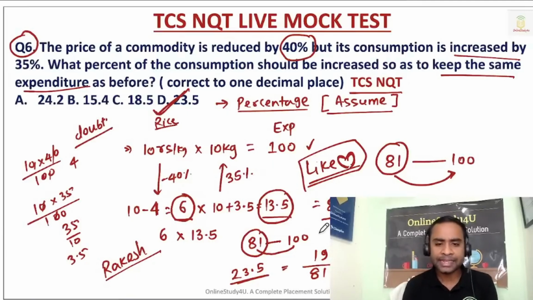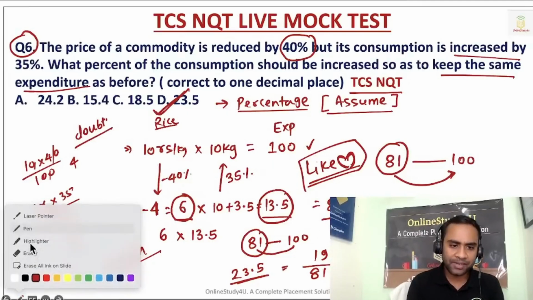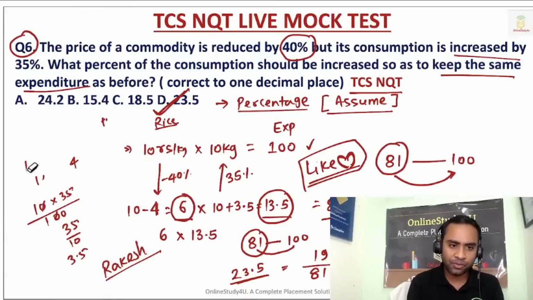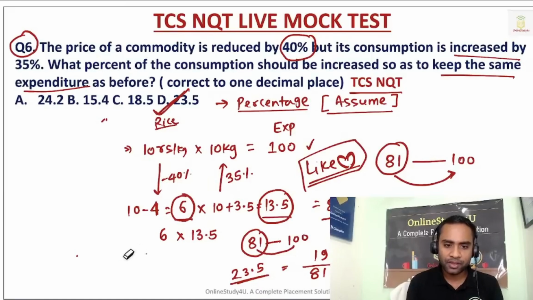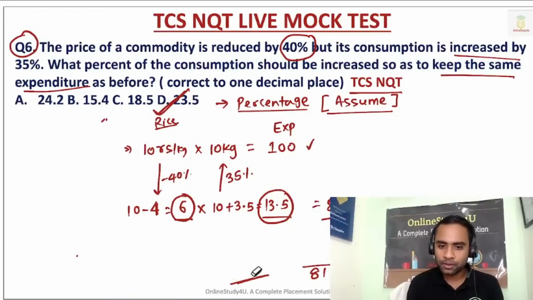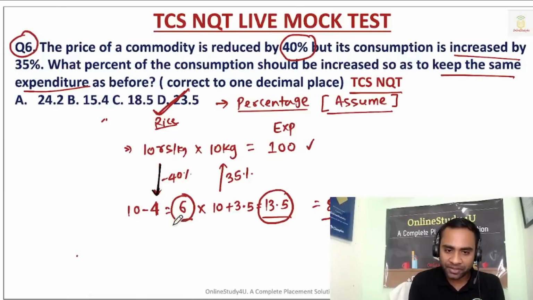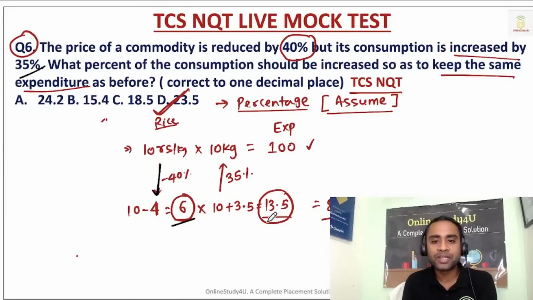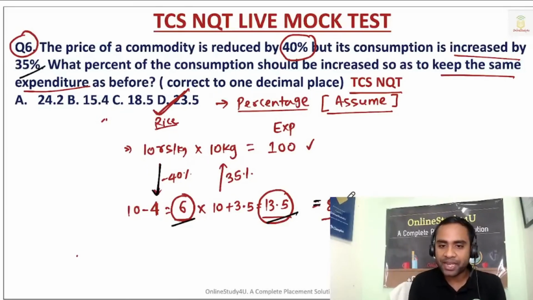Now, in the previous question, many of you have doubt, so I will just go back and explain. Basically, friends, in the previous problem, they said the commodity price is reduced by 40%, so it became 6, and consumption is increased by 35%, so it became 13.5. When we multiplied, it became 81.